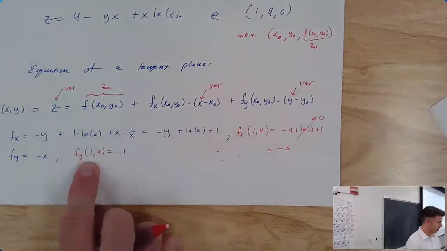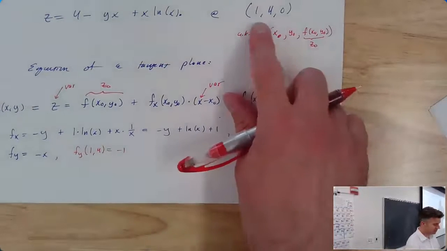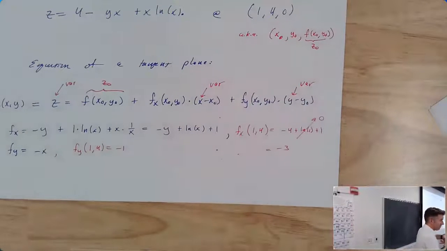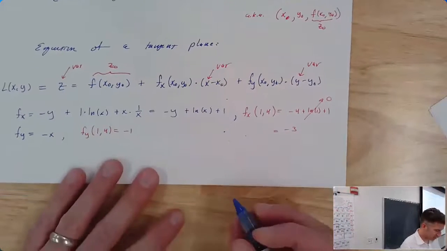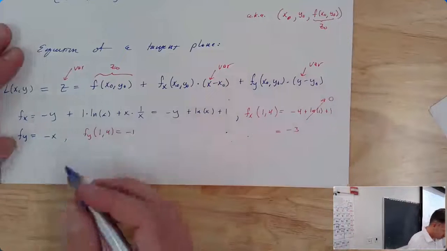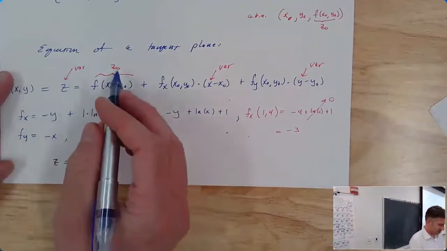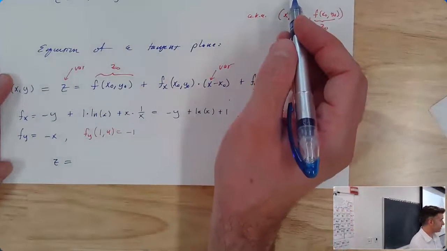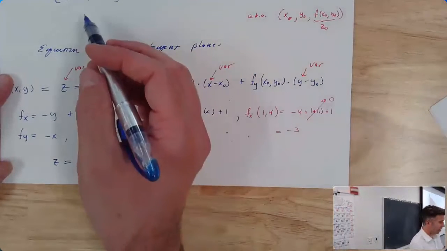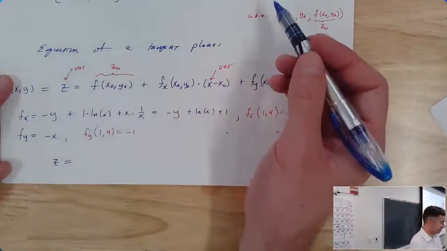Plugging in the X and Y values. I didn't write 140 because I'm not going to be plugging in the Z value. You could write 140. So then let's throw it all into the formula. So we're going to get Z equal to F of X naught Y naught, which is Z naught, which is just 0. But you don't actually have to do the work of plugging in 1 for X and 4 for Y to find Z because it already was done for you.